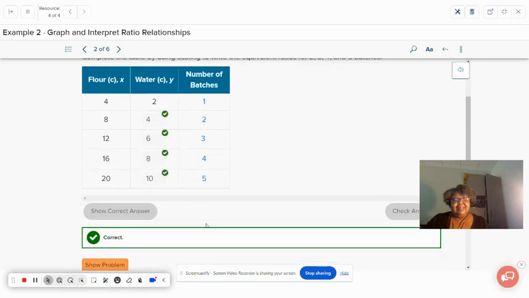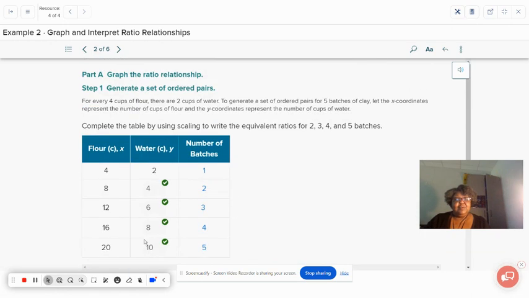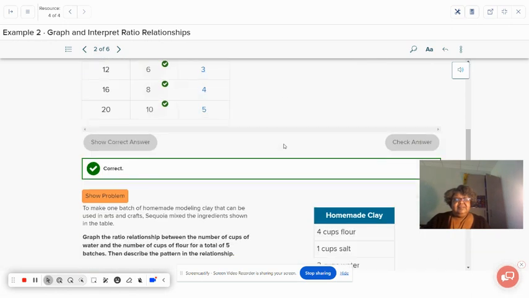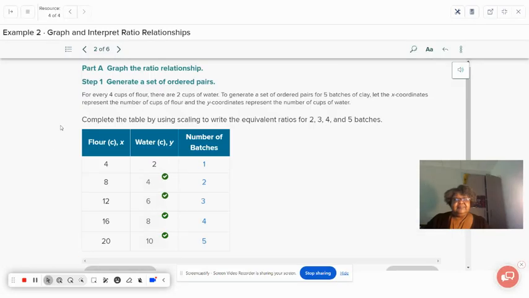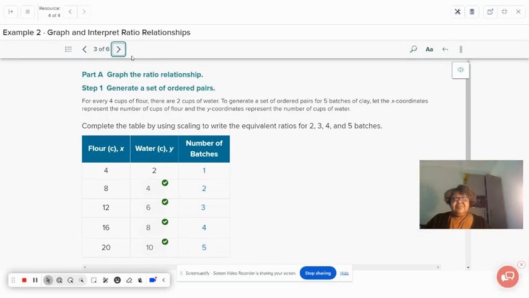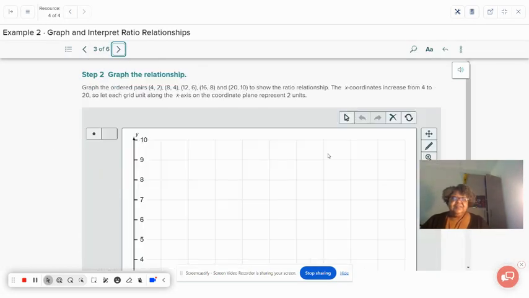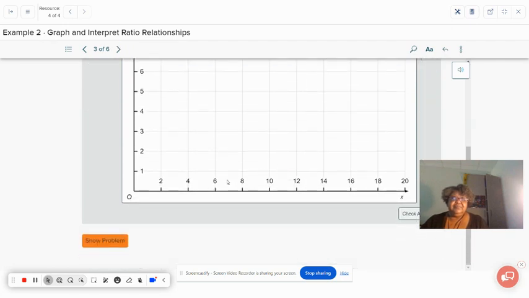So you're multiplying by the number of batches you want to make, because this is one batch, so you're going to multiply by the number of batches, both sides. Okay. Now let's see what we do next. So we got our ordered pairs, and then we're going to graph them.